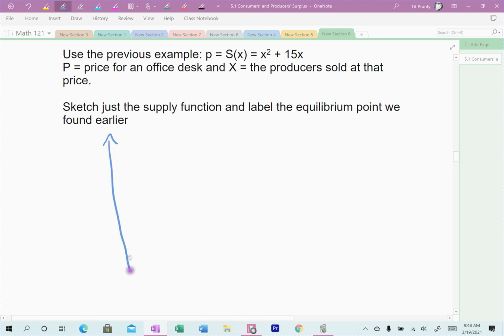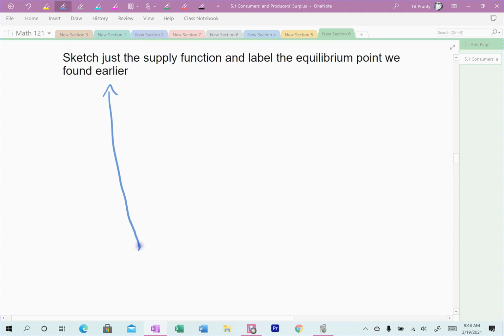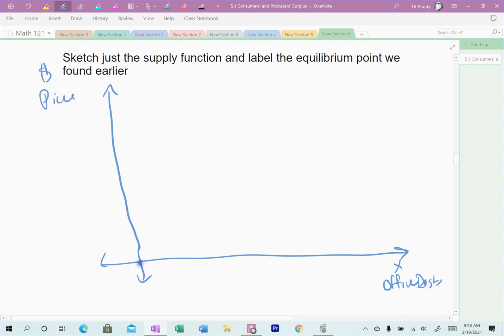I'm just going to do a simple graph to show you what it is. For our examples, we'll keep competitive markets in equilibrium. So x is the number of office desks, and this axis is the price in dollars. This one starts out at 0: 0 items will be produced if the price is set at 0. Then it was a parabola, so it has a slight curve to it. There's my supply, which was x squared plus 15x.